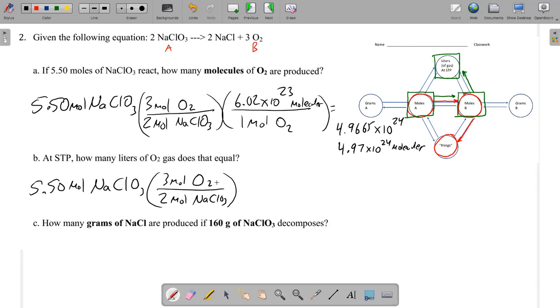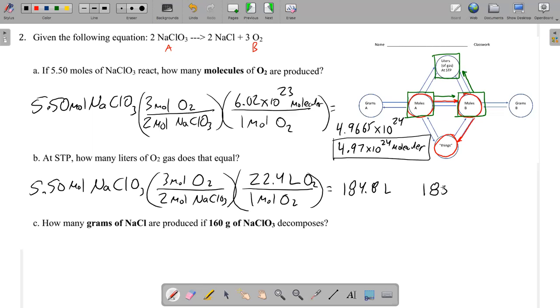But if you want to figure out how many liters of oxygen that is, once you're in moles of oxygen, you can convert to liters using Avogadro's law. Every mole of oxygen has a volume of 22.4 liters. That's the new thing from yesterday, converting from moles to liters. So let's see, 5.5 times 3 divided by 2 times 22.4. Well, it says 184.8, but we only want to have 3 significant figures, so 185 liters. That's the volume of oxygen. There's another thing that people write.